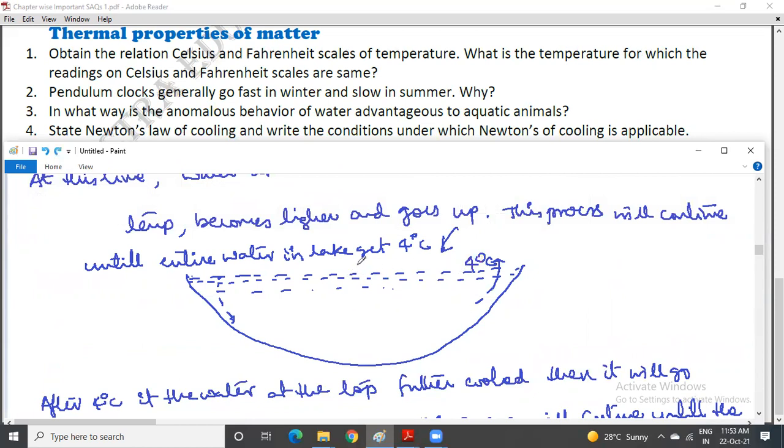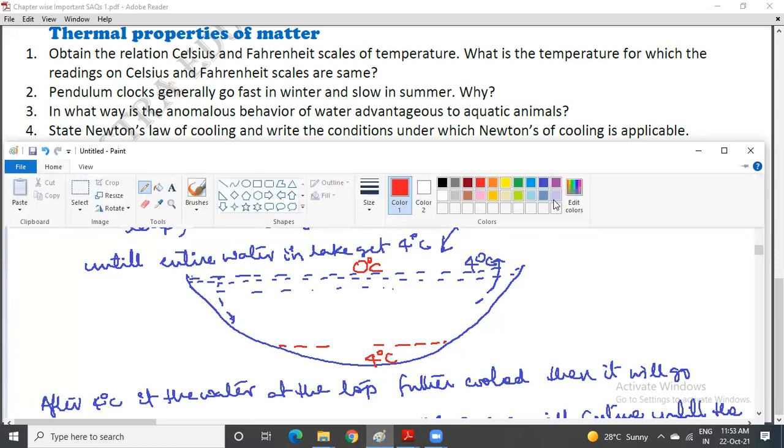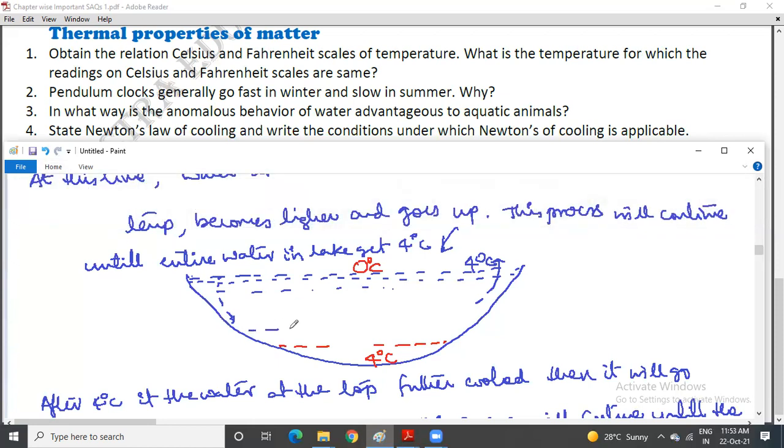Okay, let me write here. Earlier topmost layer was having 4 degrees centigrade. Now after further cooling, topmost layer will be having 0 degrees centigrade. Now the bottommost layer may be having 4 degrees centigrade. In the middle, there might be a layer at 3 degrees centigrade, another layer at 2 degrees centigrade, and there might be a layer at 1 degree centigrade, just under 0 degrees centigrade.